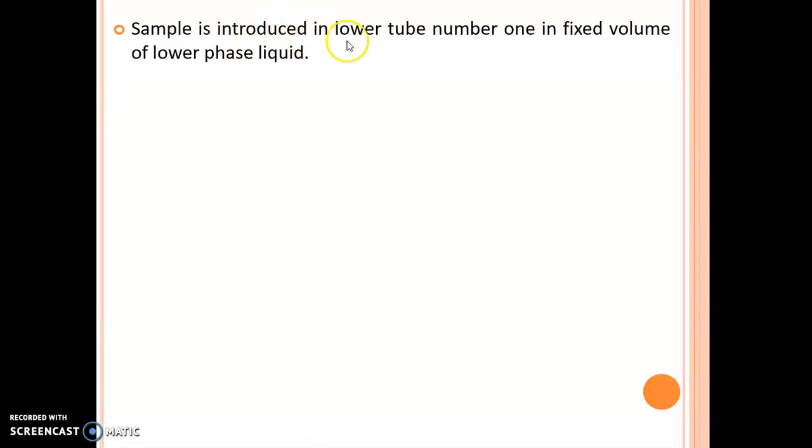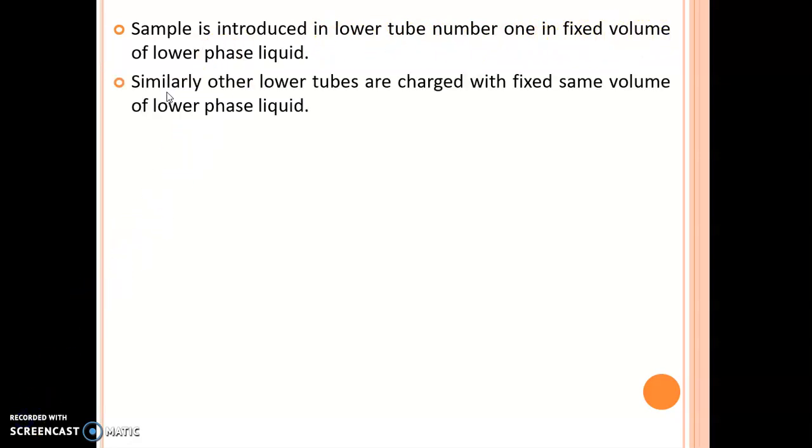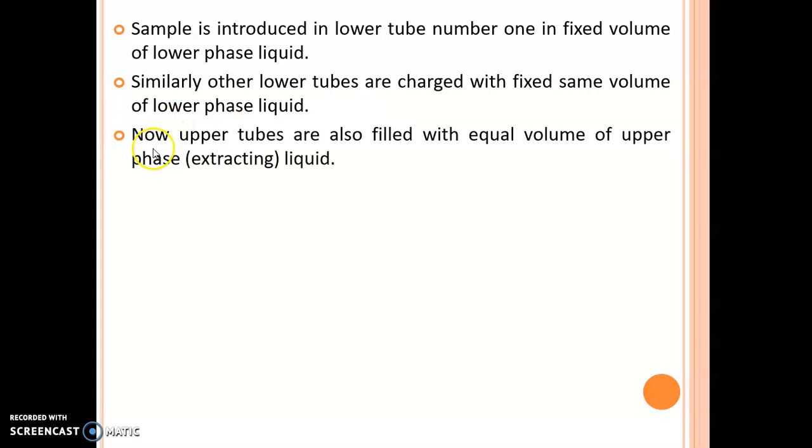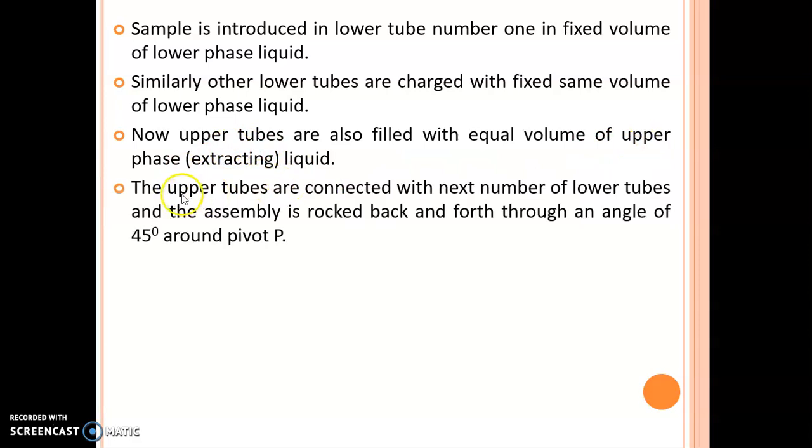The sample is introduced in lower tube number 1 with a fixed volume of lower phase liquid. Similarly, the other lower tubes are charged with the same fixed volume of lower phase liquid. Now, the upper tubes are also filled with an equal volume of upper phase, that is, the extracting liquid. The upper tubes are connected with the next lower tubes and the assembly is rocked back and forth through an angle of 45 degrees.